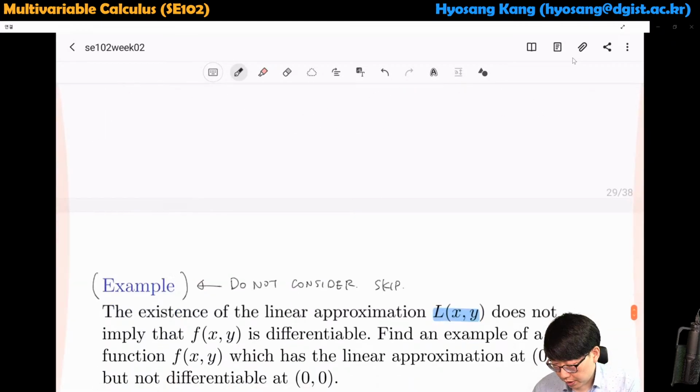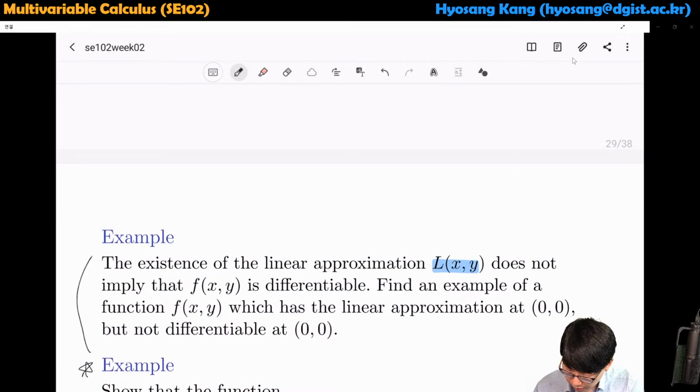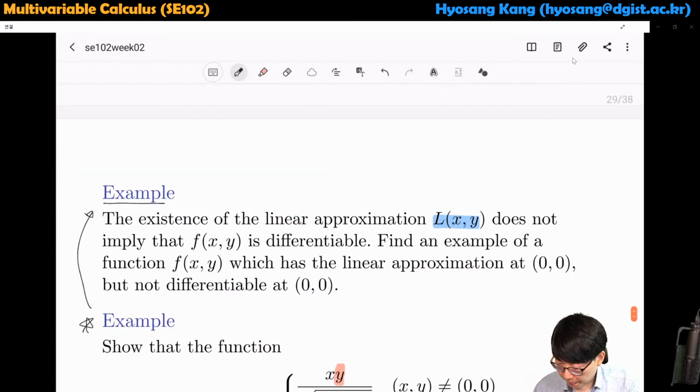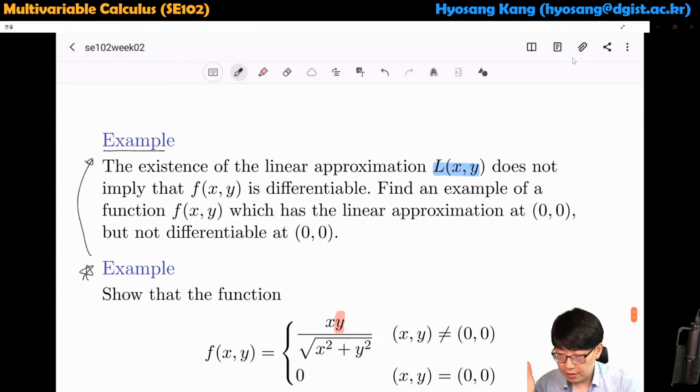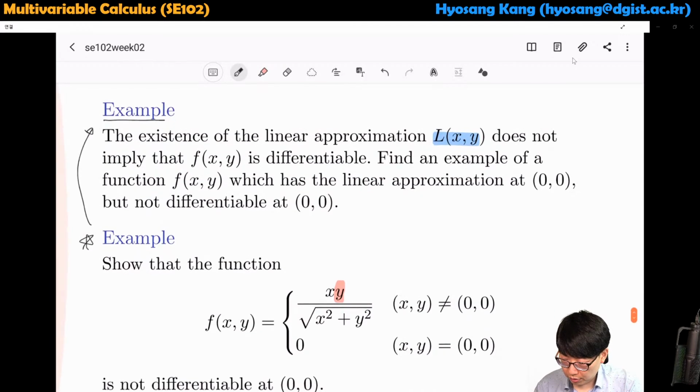So by the way, I take back what I said. This example actually answers the previous example, right? This function has a linear approximation, but it's not differentiable. I was thinking about other examples, but I failed in the previous example. But the second example actually gives a solution to the first example.